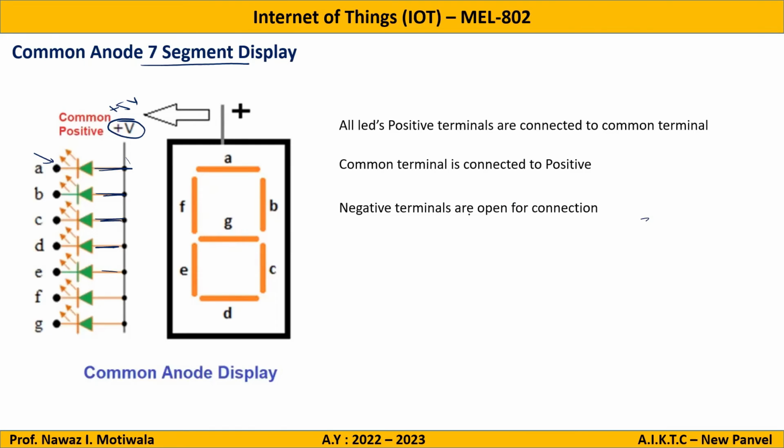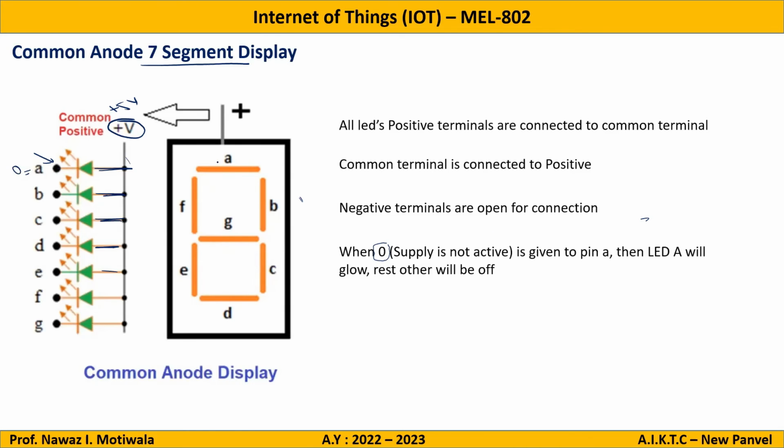Now what will happen here? In the previous case, we need to give 1 or a positive signal to glow. Now here we need to give a 0 supply. That means we have to keep this as ground if I want to glow the LED. So for example, if I put this pin A to ground, that is 0 volt, then only this LED will glow. In the previous case, we need to give signal 1 here to glow. But in common anode, we have to give signal as 0 to glow. In short, in common anode, you have to give 0 signal or put the things to ground to glow. In common cathode, you have to give a positive signal to glow. That's the basic difference between common anode and common cathode.